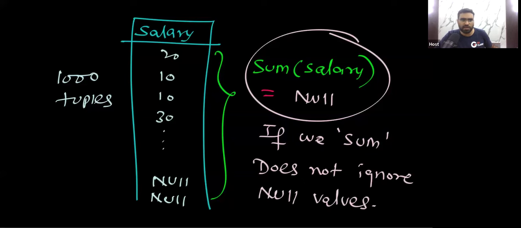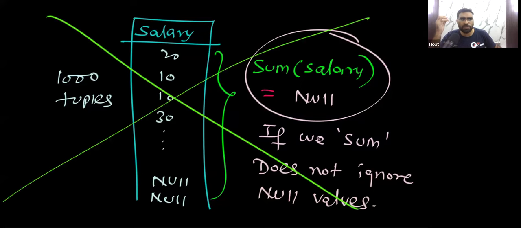Now just think about it. There are 1,000 tuples and I want to calculate the total salary, but because of one or two null values, you can't calculate it. Do you want that? Please tell me. That we don't want. Yes or no? So this is the intuitive explanation. You can forget about it.